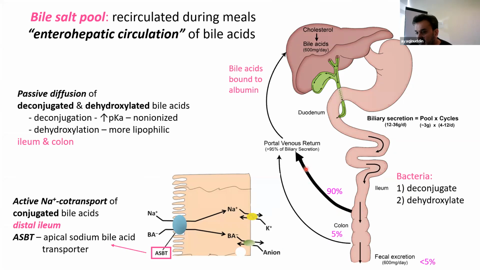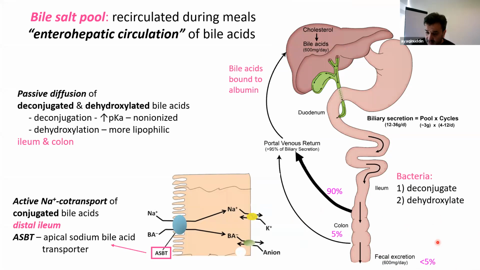And 90% of the deconjugated and dehydroxylated secondary bile salts are transported through the portal venous system back to the liver, and 5% from the colon, and less than 5% of these bile salts are excreted through the feces. So most of it is returned back. Only 5% is excreted through the feces.